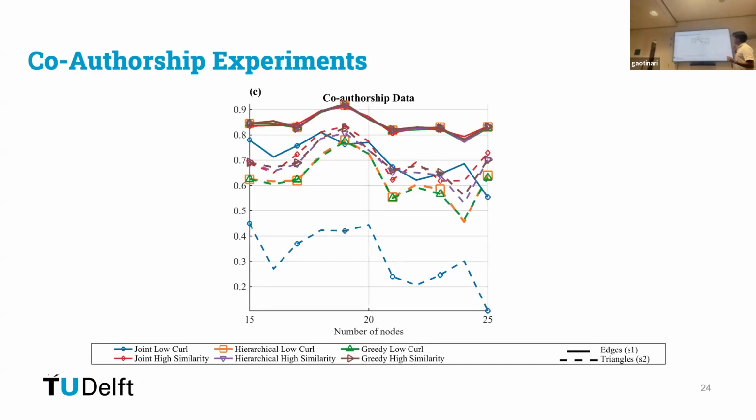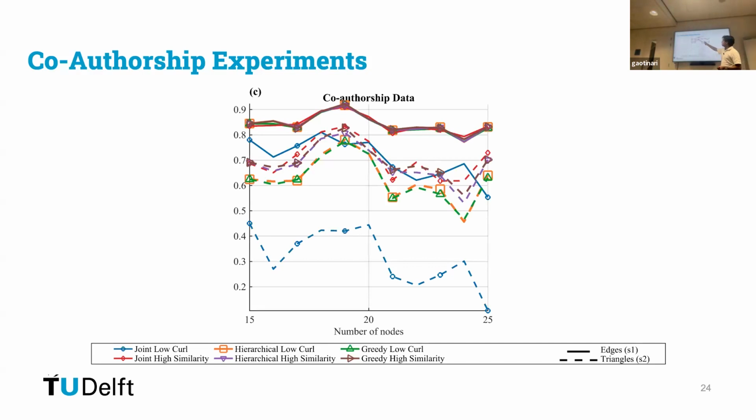A lot of lines. I will go through them slowly. Disclaimer: when we assume low curl and we solve jointly, we perform horribly. On the edges and triangles, triangles are very poor, edges are not so bad. This is because the prior on the triangles is violated, whereas the prior on the edges was fine. It is indeed smooth, but it's not low curl. So we get terrible results.